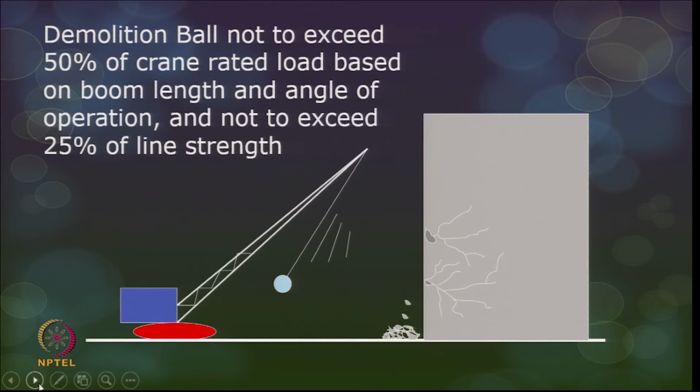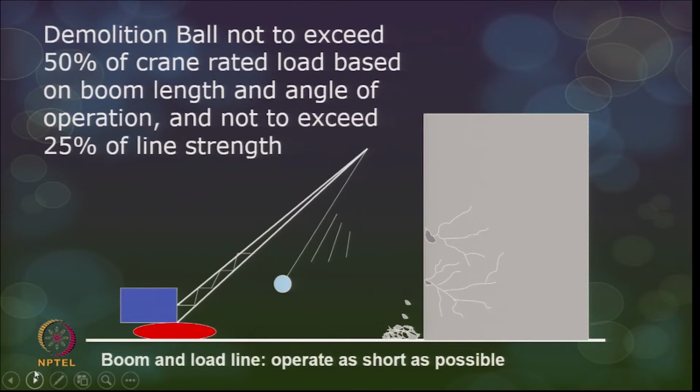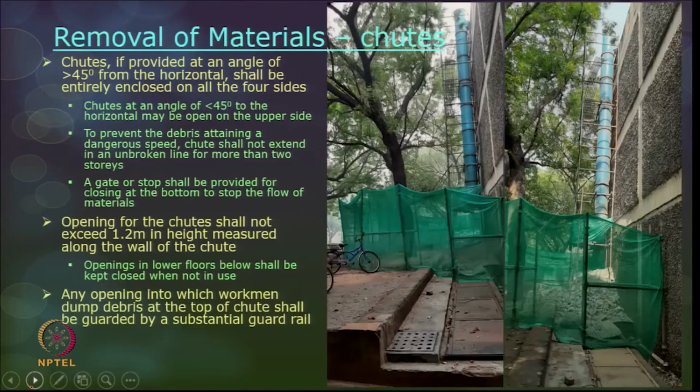Now, the demolition ball should not exceed 50% of the crane's rated load, and it is also based on the boom length and the angle of operation. They should not exceed 25% of the line strength, and the boom and load line should be operating as close as possible, and you should keep in mind that the falling debris is not affecting the crane and the equipment.